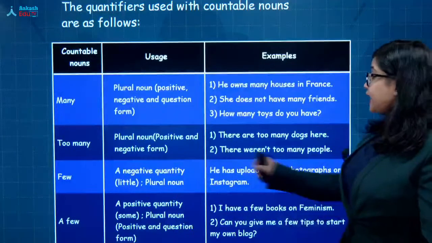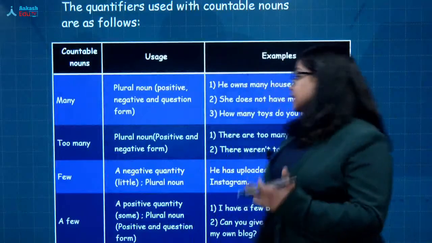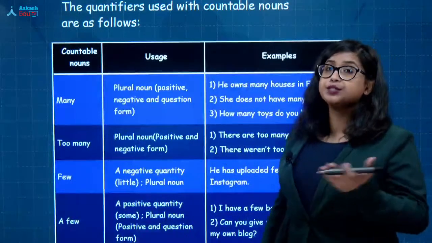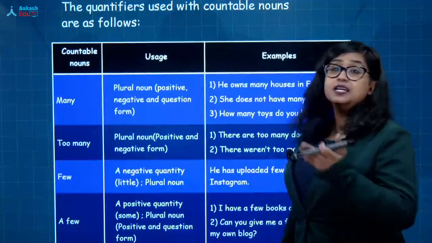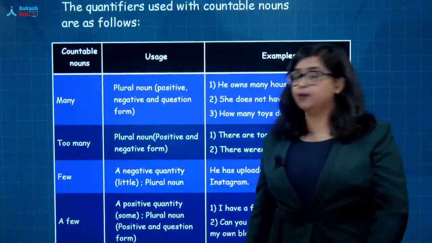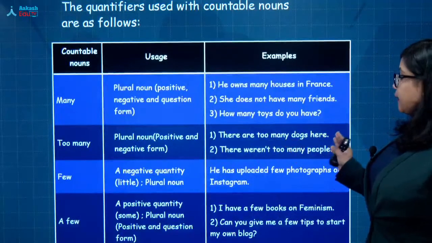All right. Then you have too many. Too many, once again, just like many, suggests a plural noun. So it is used with a plural noun, and it's only used in positive and negative form and not question form. So, there are too many dogs here, there weren't too many people.